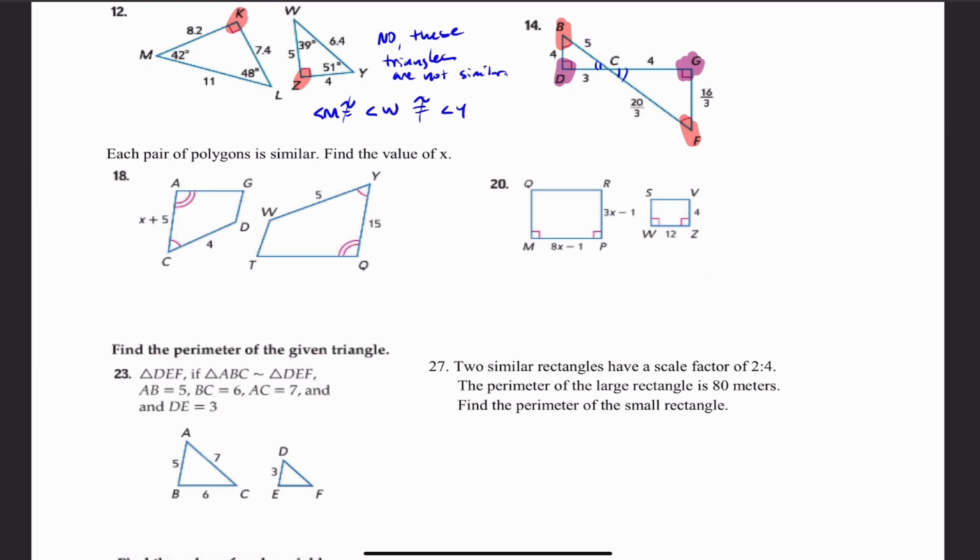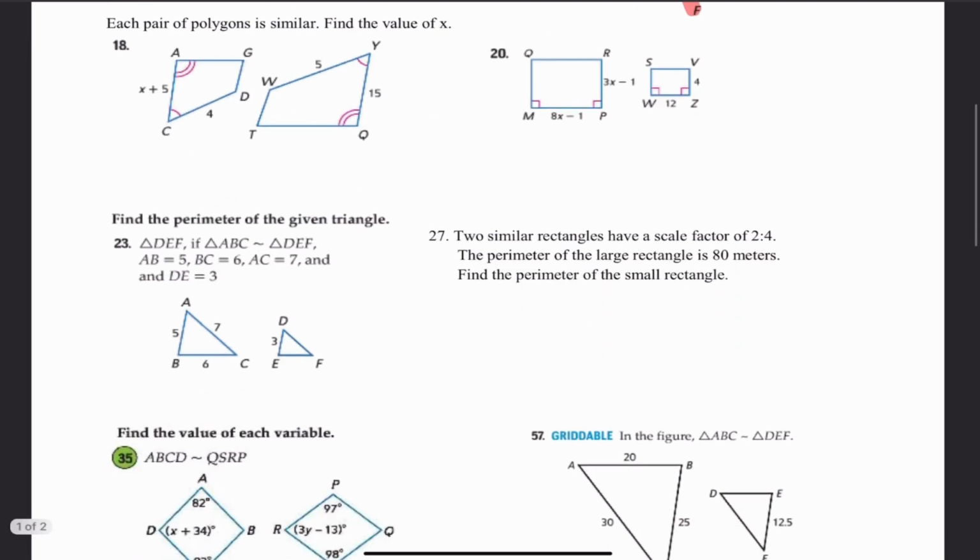So notice that I have one right angle, that's 8x minus 1. One right angle, that's 12. What are you going to do with these two expressions here? And what are you going to set that equal to? You're going to have a ratio equals a ratio. So you should get x equals 2 for number 20.